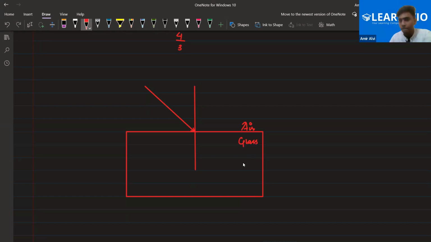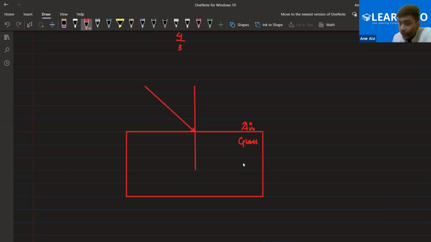Denser to rare. Denser to rarer, by Junaid. Arish, what do you say? Wait, no, rare to denser. Achha, rarer to denser. Okay, Junaid, got it. Arish, are you there in the class? I think so. He has some network issue.